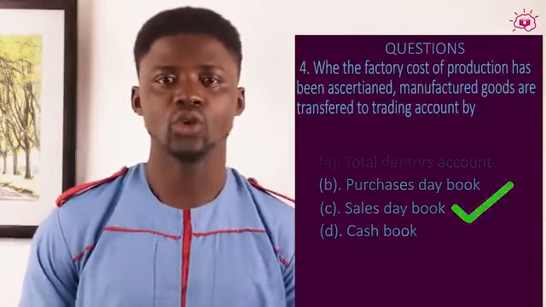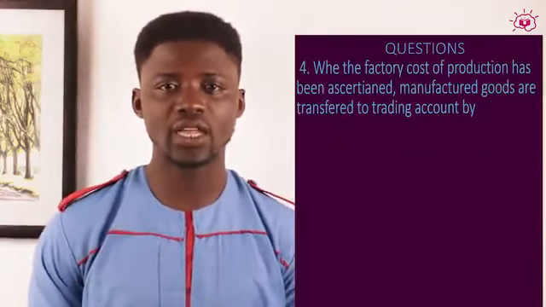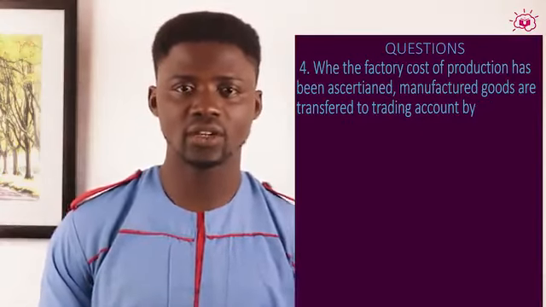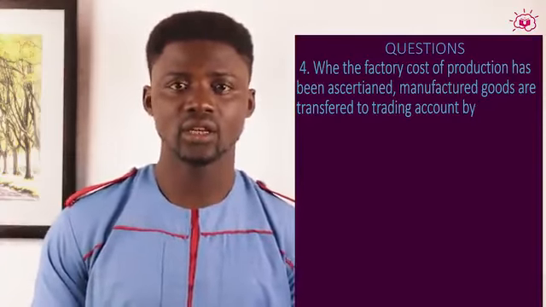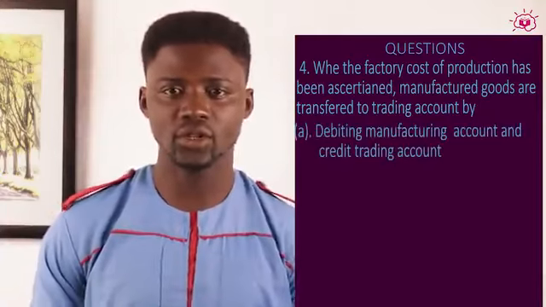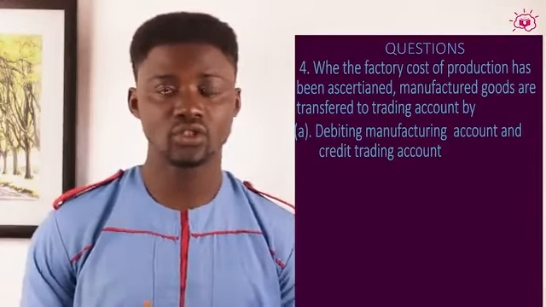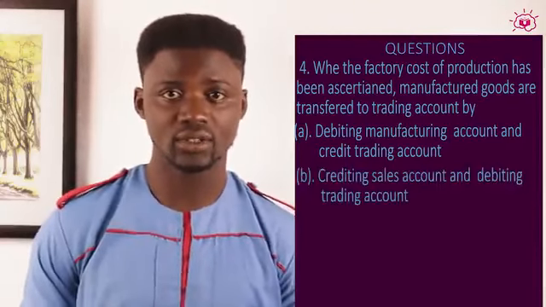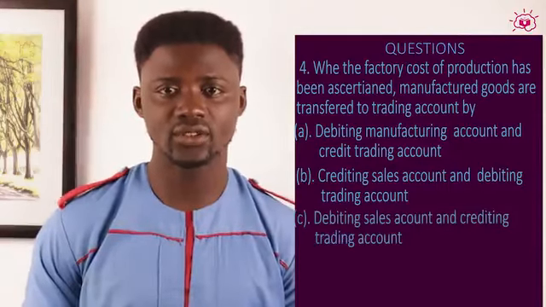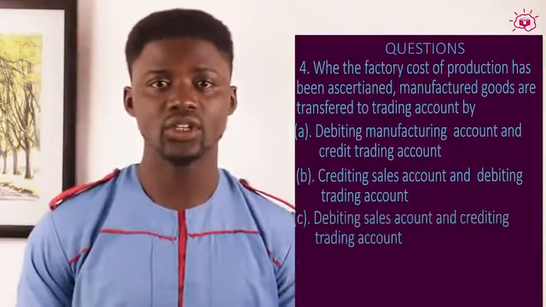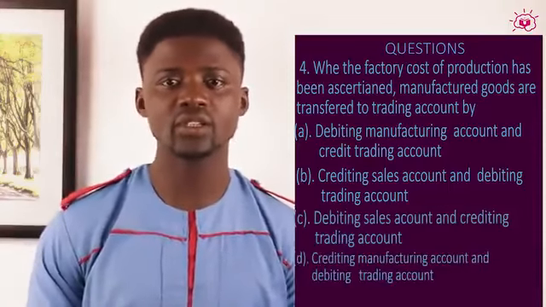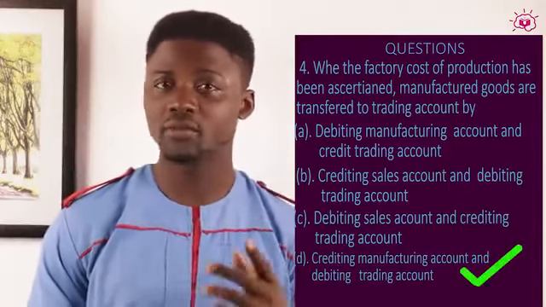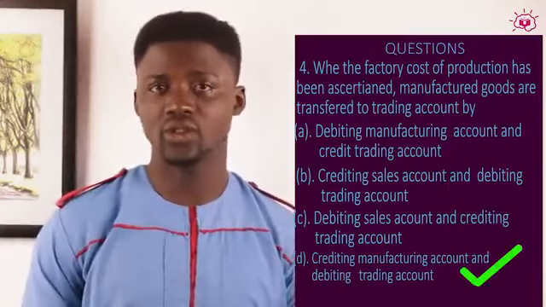Question 4. When the factory cost of production has been ascertained, manufactured goods are transferred to trading accounts by: A. Debiting manufacturing accounts and crediting trading accounts, B. Crediting sales accounts and debiting trading accounts, C. Debiting sales accounts and crediting trading accounts, D. Crediting manufacturing accounts and debiting trading accounts. The correct answer is option D, which is crediting manufacturing accounts and debiting trading accounts.